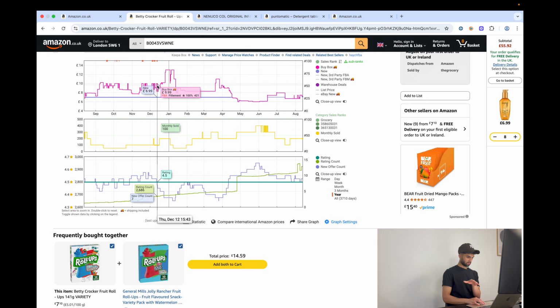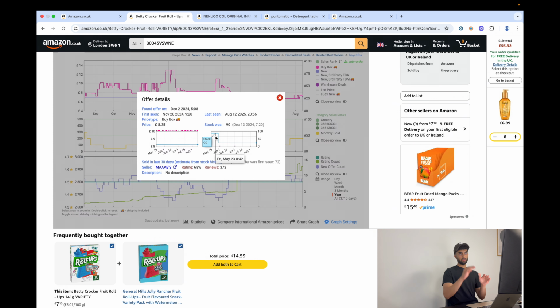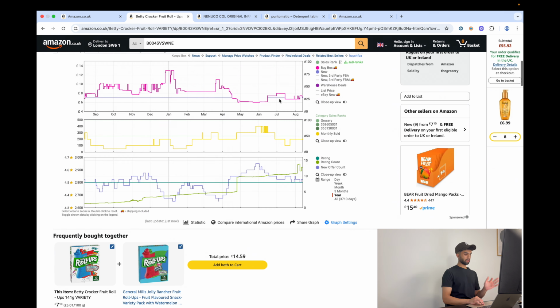Let me see if we can find an FBM seller here, because they can obviously manually change their stock levels. So it might go down a couple of times a day, but that might just be their inventory management system changing it because they're fulfilling orders via different platforms. So that's something else to think about. So that's the takeaway from a listing like this.